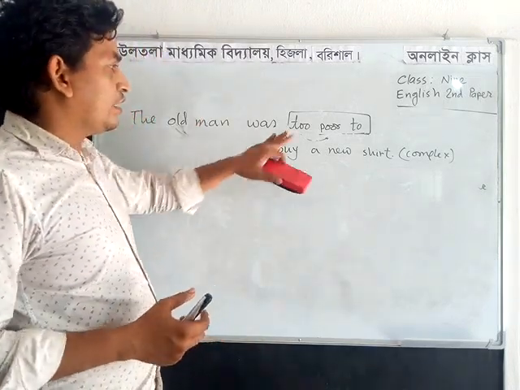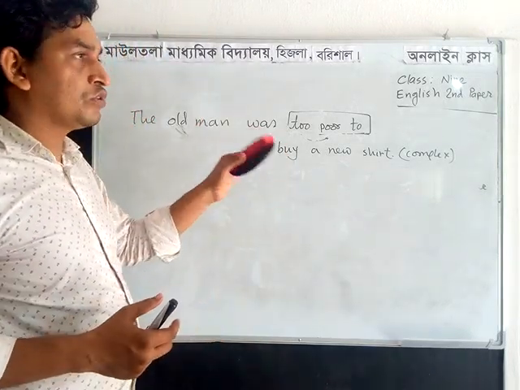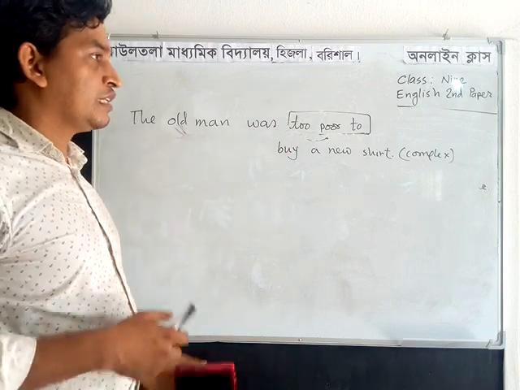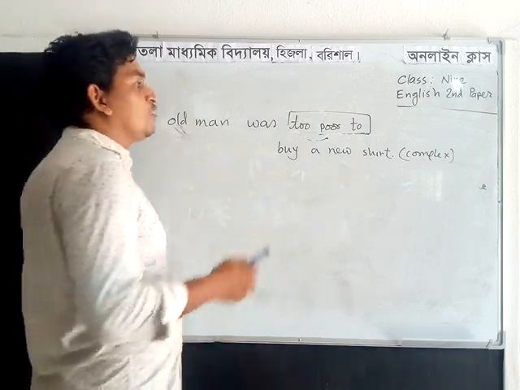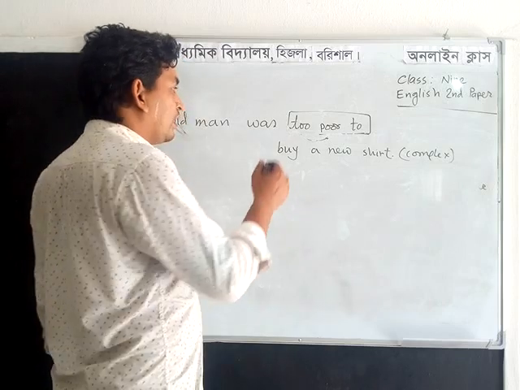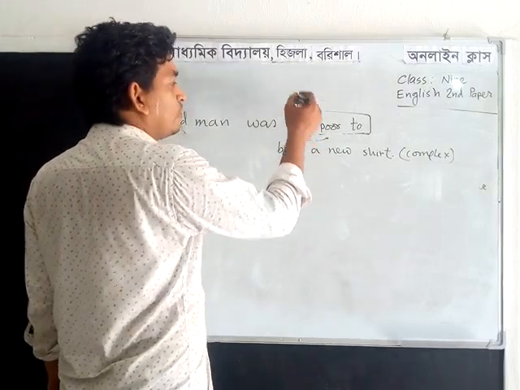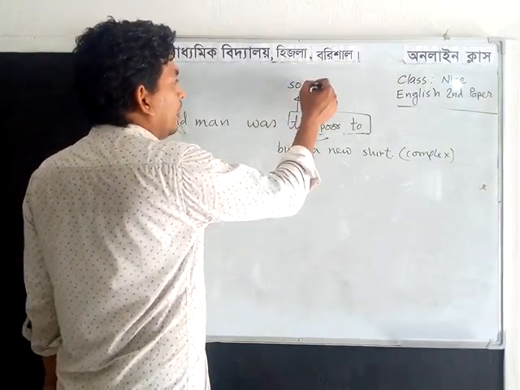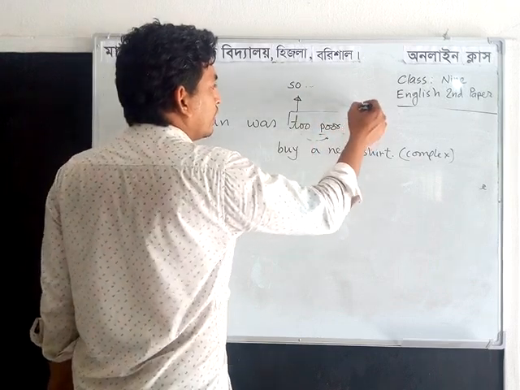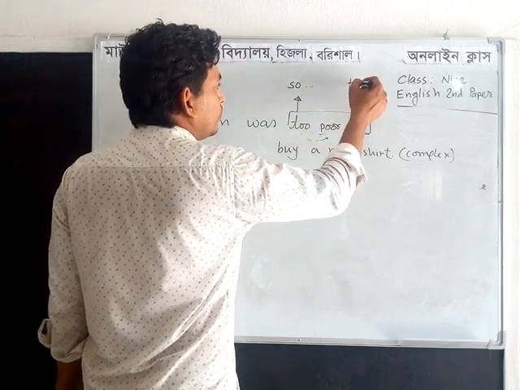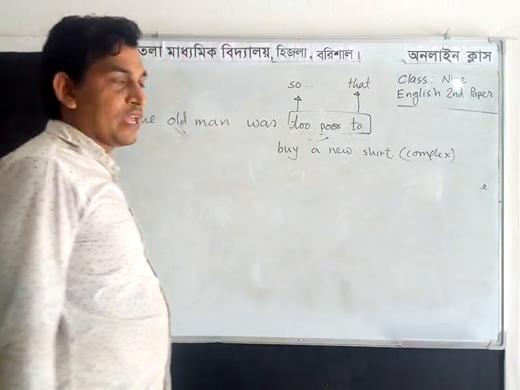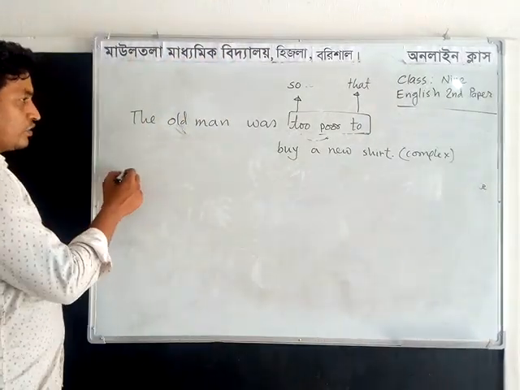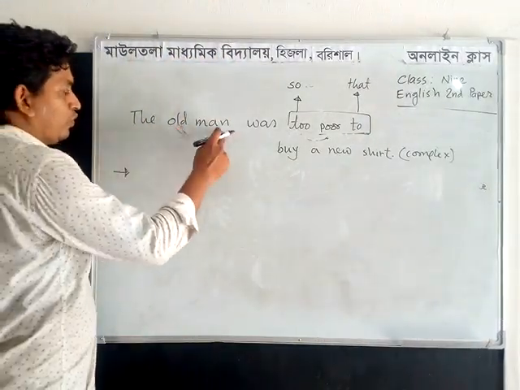If there is any sentence like too poor, too weak, too smart, too unsmart, etc., we have to use here so that. That means we can write here so instead of using too, and we have to write here that instead of to. Right? Let's answer this question. The old man was.